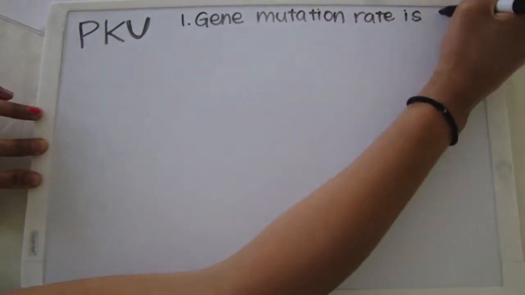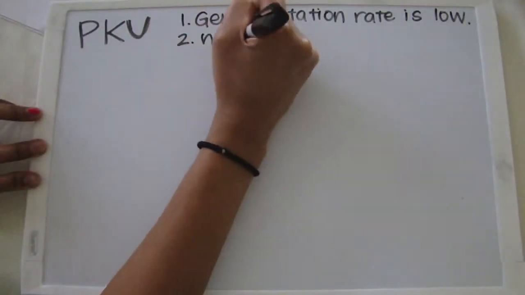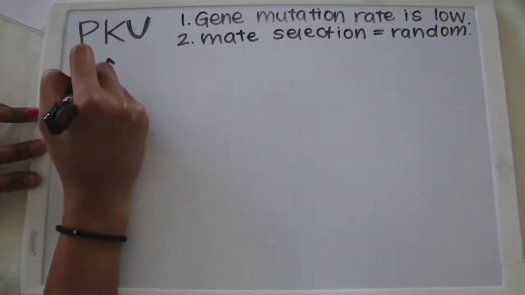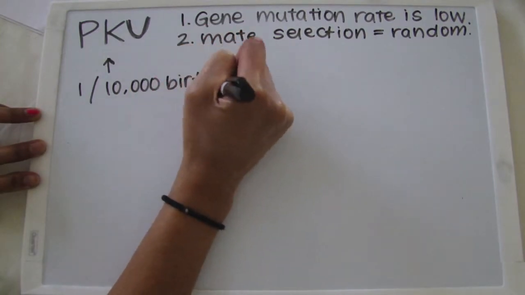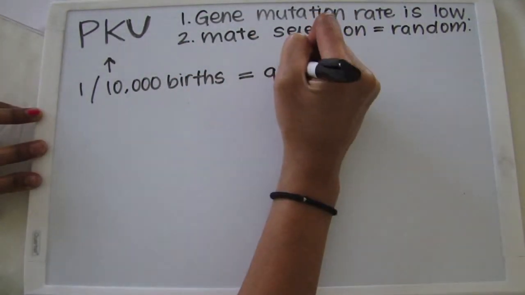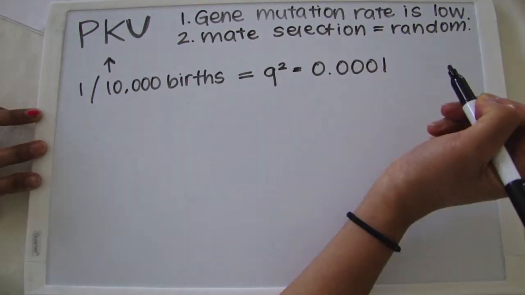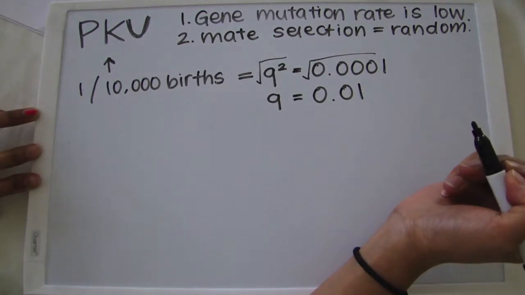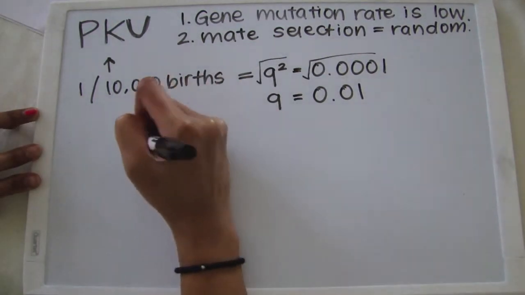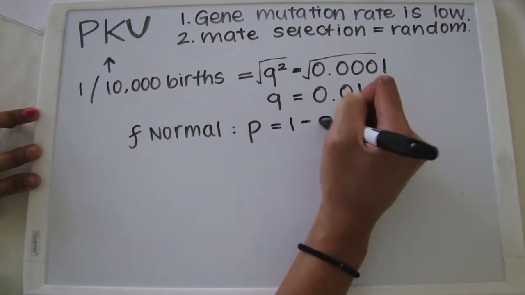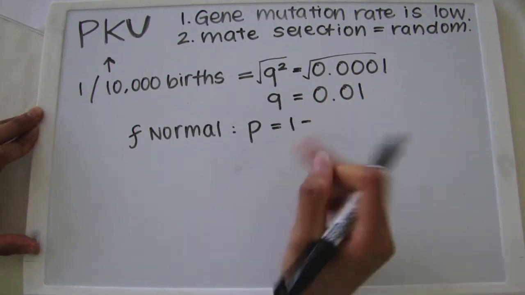We can assume the gene mutation rate is low and the mate selection is random, and the rest of the reasonable assumptions hold. The occurrence of PKU is 1 out of 10,000 births, which represents q squared for the frequency of the homozygotes, which is 0.0001. Take the square root of both sides to get q and you get 0.01. Now using the gene pool equation, the frequency of normal or dominant alleles represents P, which is 0.99.